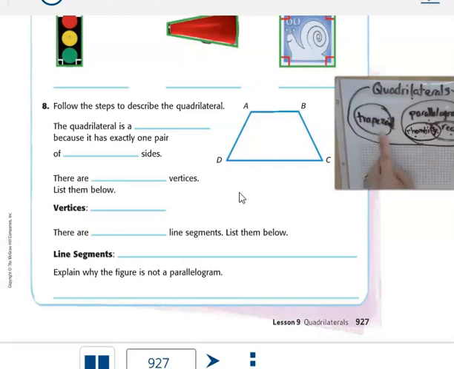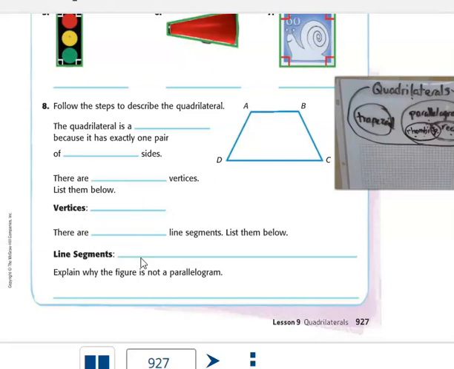So that makes it our lonely guy over here, which you're going to label on this line, because it has exactly one pair of what sides? Those sides are not intersecting, they are parallel. And there are how many vertices? Well, in order for it to be a quadrilateral, there have to be 4 vertices. Hold on, here are the letters that are given. So the vertices would be A, B, C, and D, and that's what you would write on this line.